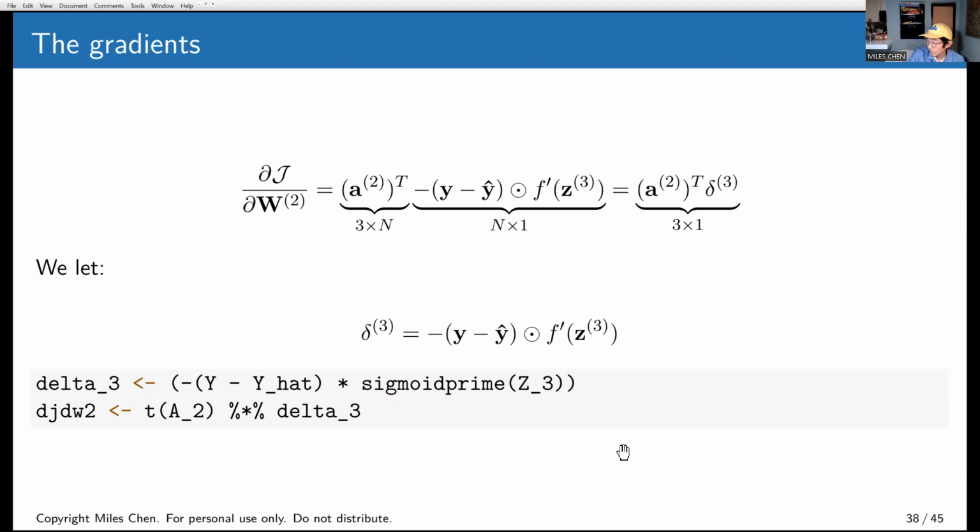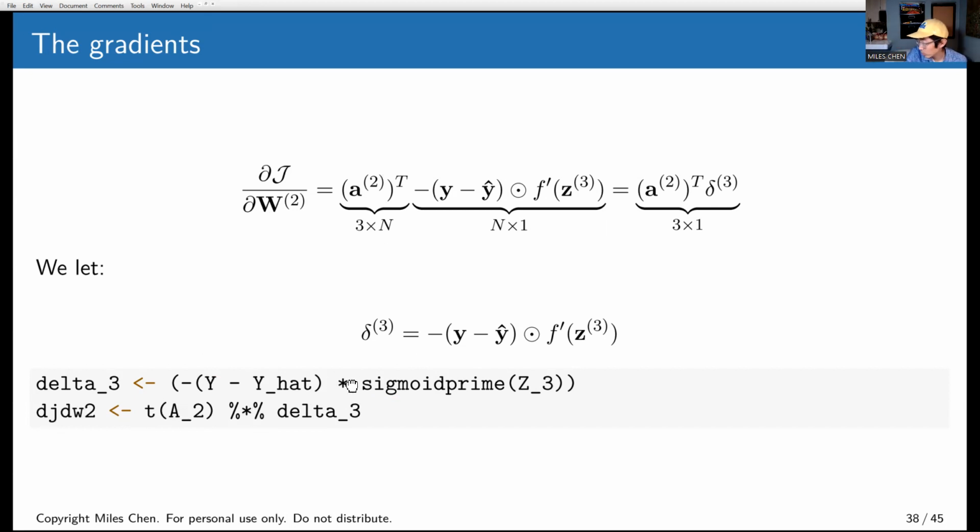All right, and the gradients, we went through all of the math, and we said the gradient of J with respect to W2 is A2 transpose times negative Y minus Y hat, element-wise multiplied with F prime Z3. I'm calling this quantity delta 3. So delta 3 is negative Y minus Y hat times sigmoid prime Z3, and then the gradient itself, dJ dW2, is A2 transpose times delta 3, matrix multiply.